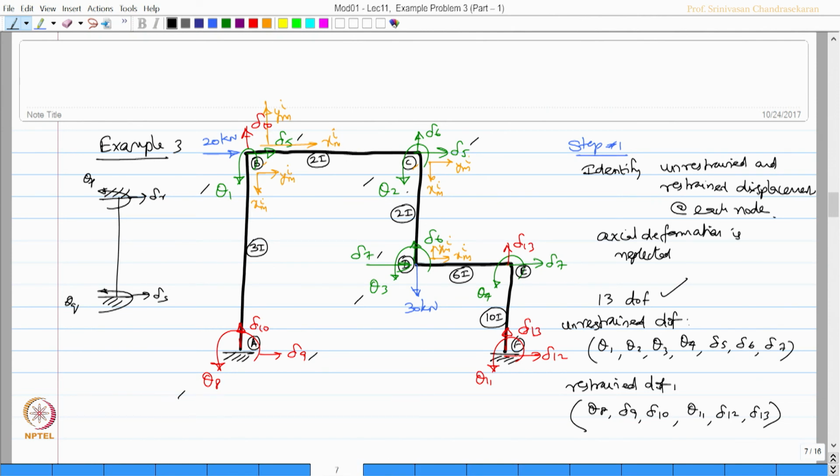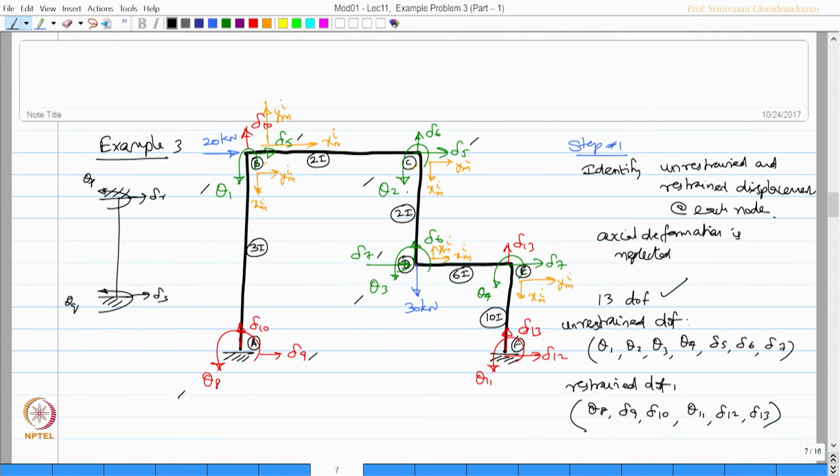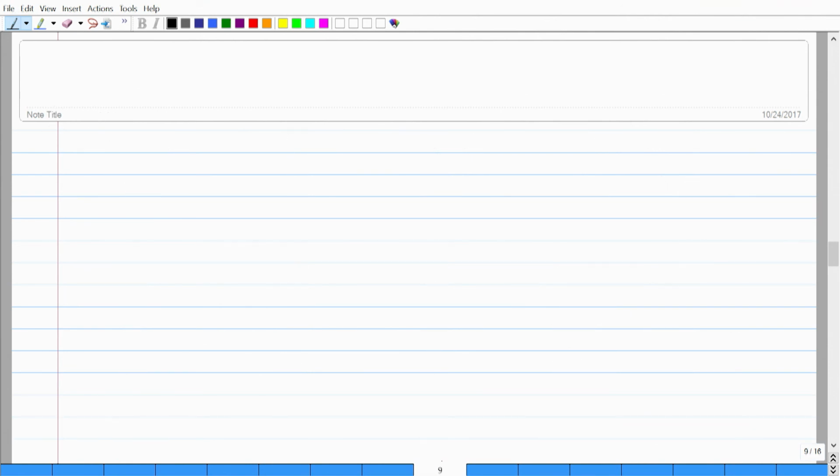Then for the member EF, let us do the orientation for EF. E is the jth end and F is the kth end and the labels are rotation at J, rotation at K, displacement at J, displacement at K. So, 4, 11, 7, 12, correct. Okay. Thetas are rotations and deltas are translations. So, this is step number 2. So, there is no confusion in step number 2, we can do it for this problem, correct. Let us go to the next step. So, step number 3.